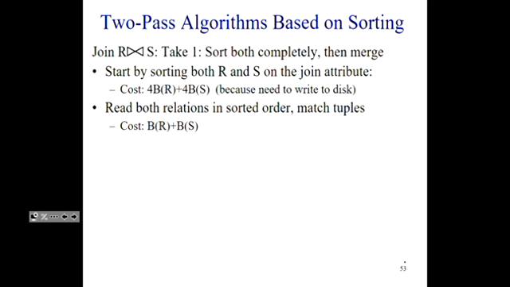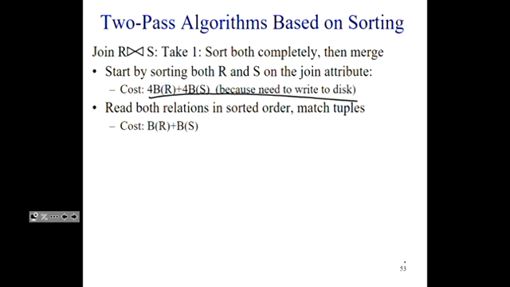Remember that sorting a relation was 3 times the number of blocks of the relation, because you need to read it once, write out the sorted runs, read the sorted runs in, and then you're done. So you don't count the cost of the output. In this case, we do need to count the cost of the output because it is an intermediate step.